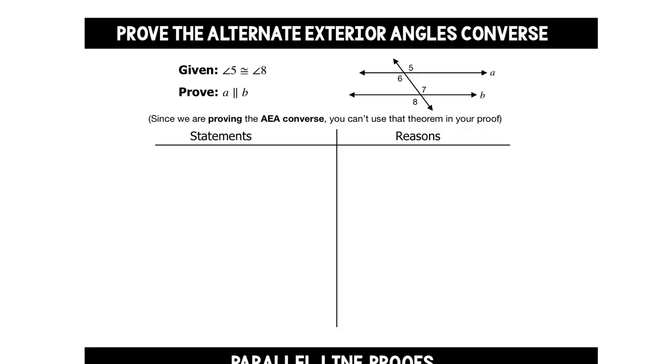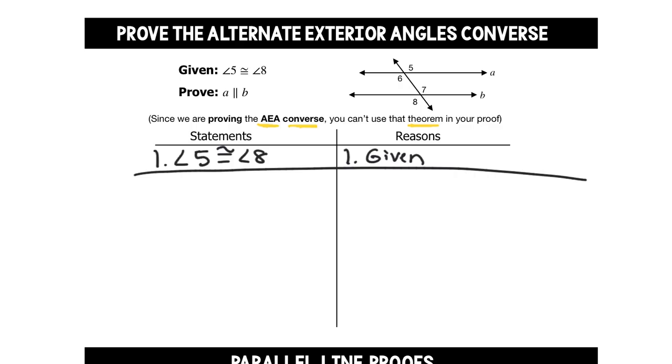All right, so let's try another one. This time we're going to prove the alternate exterior angle converse. Since we're proving the alternate exterior angle converse, you're not allowed to use that theorem or converse in your proof. So nowhere over here on the right side should be AEA converse. Setting up our proof, we were given that angle 5 is congruent to angle 8. So in our picture, we're actually going to mark off 5 and 8.